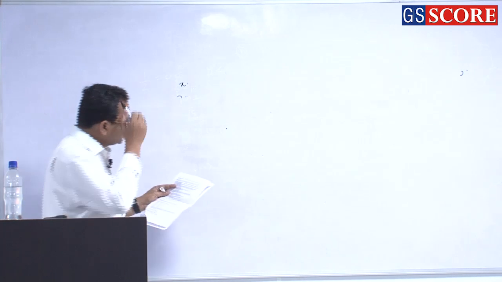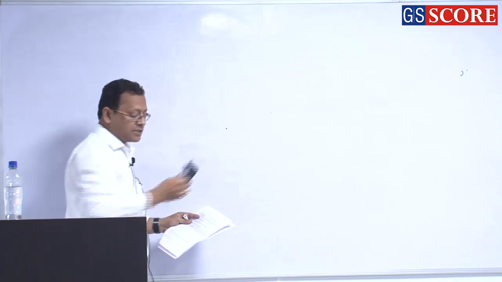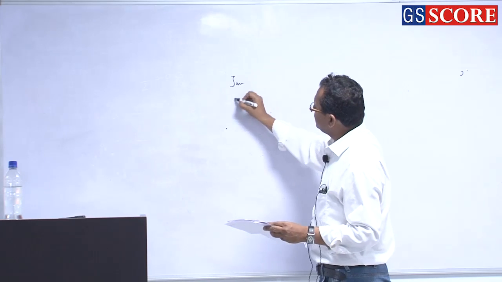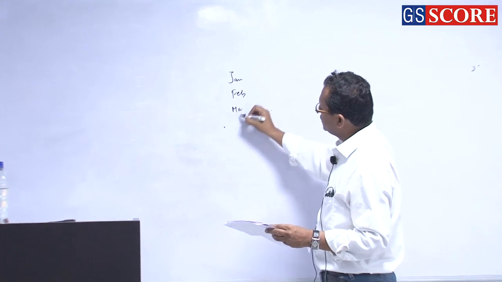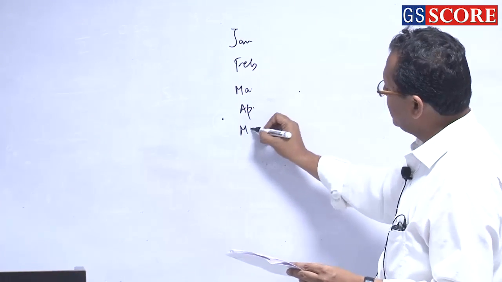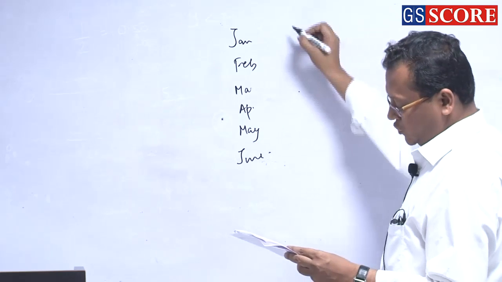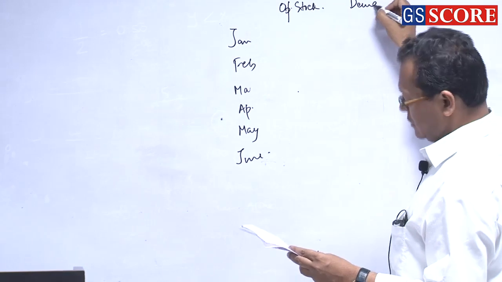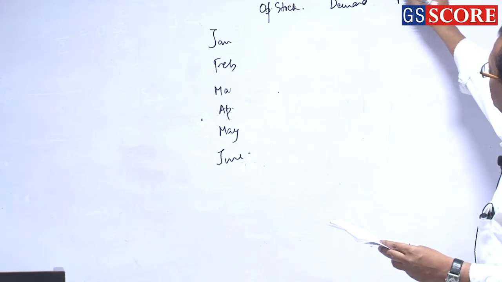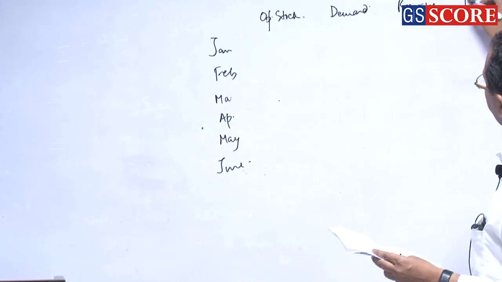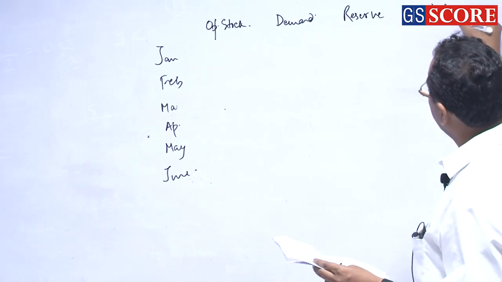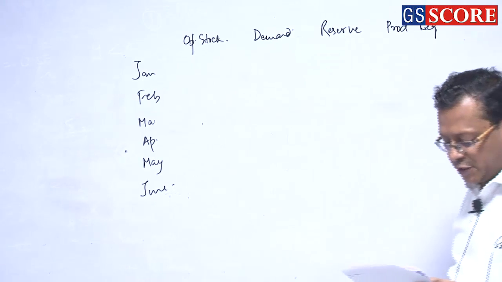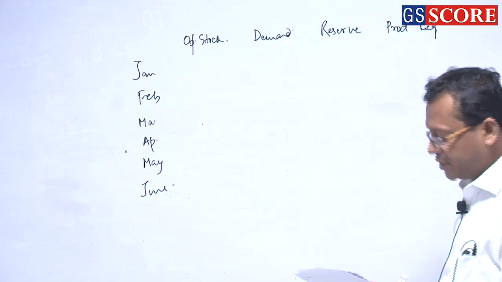This set, to me, is a little tough to attempt, but we'll do it in a systematic way. For each month, Jan, Feb, March, April, May and June, we have the opening stock that is given, then the demand, then the reserve, and hence the production requirement. What will be the production requirement for each month? It says the company's policy is to retain safety stock of 20% of monthly demand. Clear? So 20% of monthly demand.